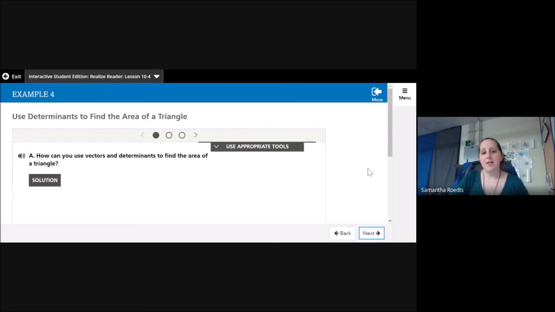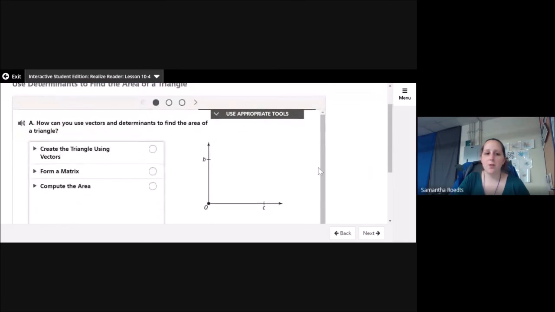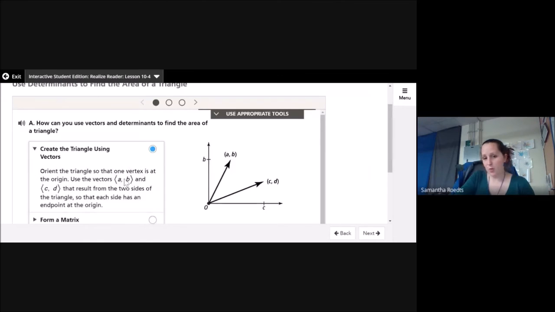Example 4, use determinants to find the area of a triangle. How can you use vectors and determinants to find the area of a triangle? So the first thing I want to do is create the triangle using vectors. Orient the triangle so that one vertex is at the origin.